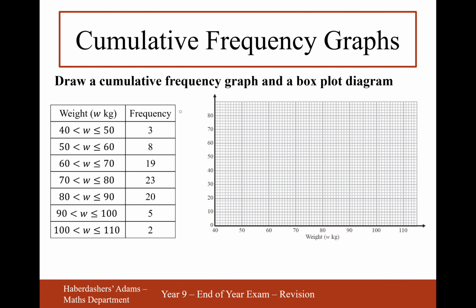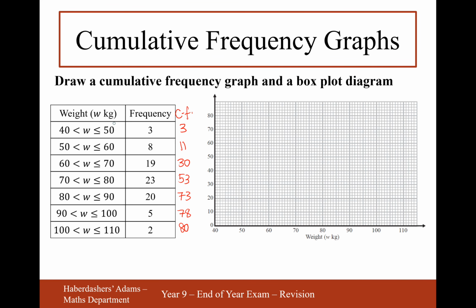Okay, so let's go through this question then, and hopefully you've got this one right, and hopefully you've looked back at the previous example and made sure you've got this one right. But let me just show you to make sure. Cumulative frequency column first, 3, 11, 30, 53, 73, 78, 80. So this data goes up to 80.